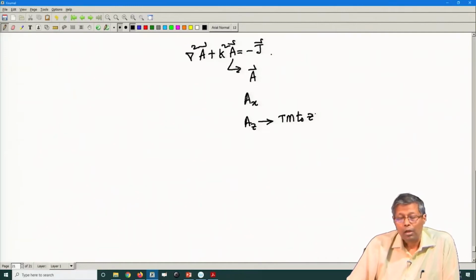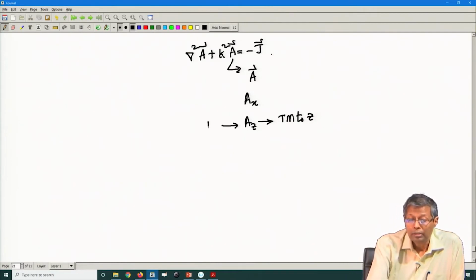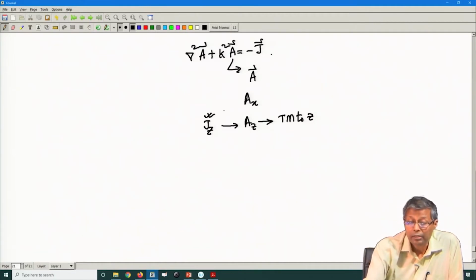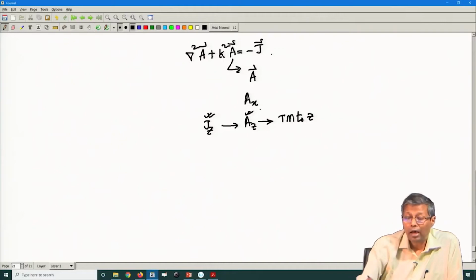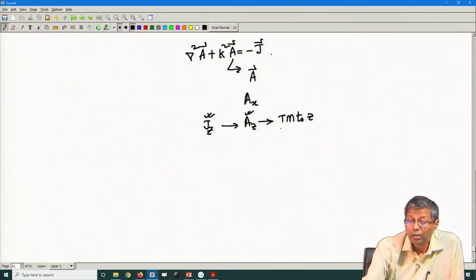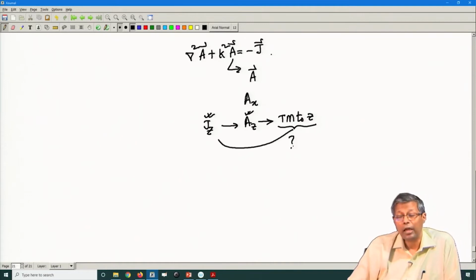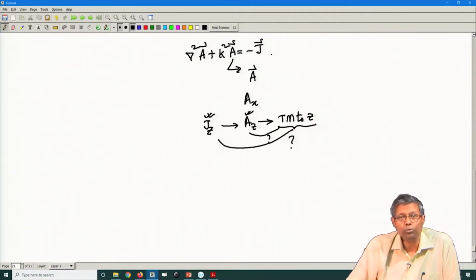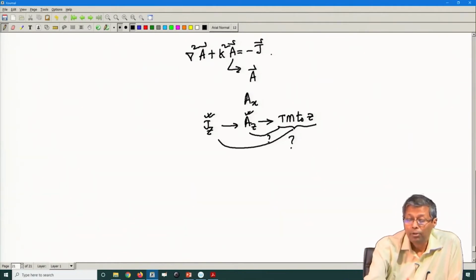We will come to this, but A Z directed means also that J is Z directed. So, Z directed J generates a Z directed A, and a Z directed A generates a TM to Z mode. How, we do not yet know, but let us assume that to be true. We do not know this step or that step, but let us assume this to be true. We will come to that later on, but the most important thing to appreciate at this point is that there is a linkage between the direction of A and the type of mode.